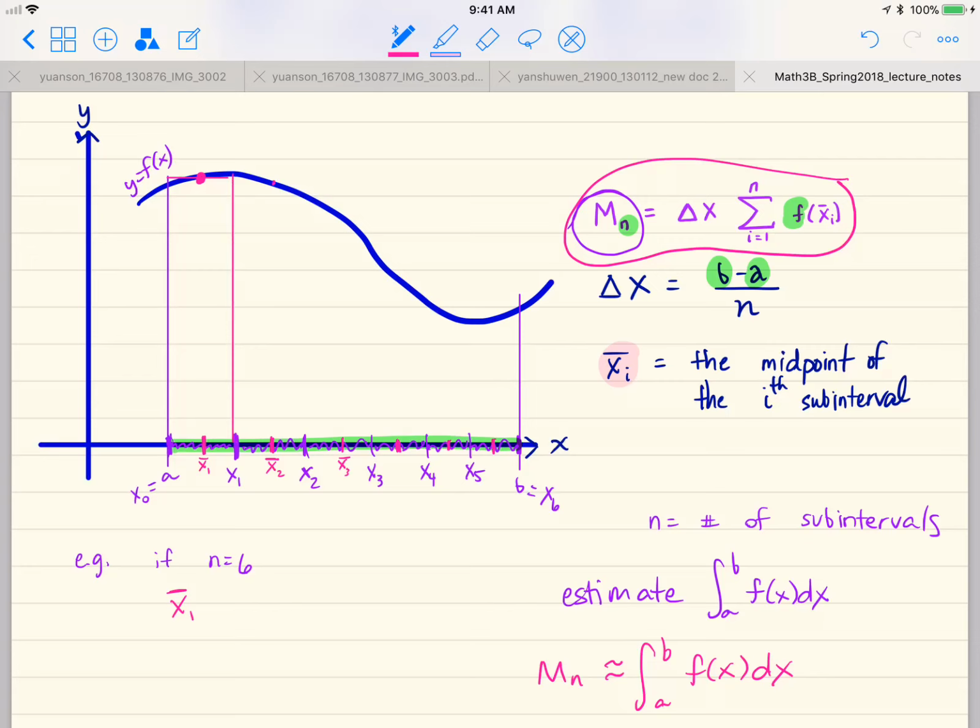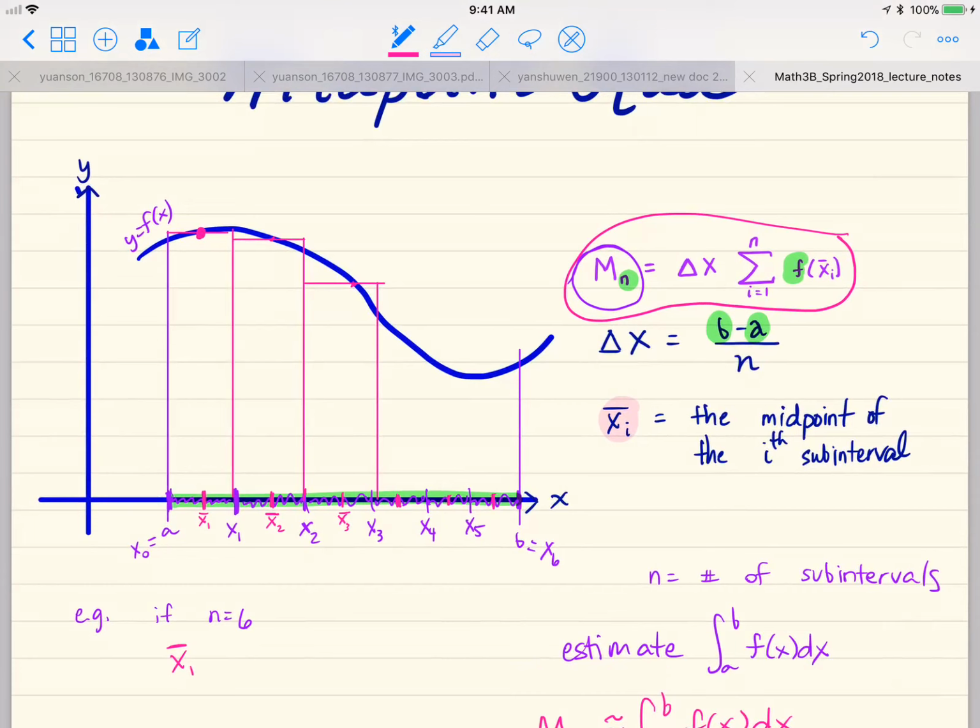Now, what about the midpoint for the second subinterval? Okay, so let's go across and up. Now what about the third subinterval? So we are using rectangles to approximate the area, if that makes sense. And then this midpoint here, which will give us here. And then finally this one.